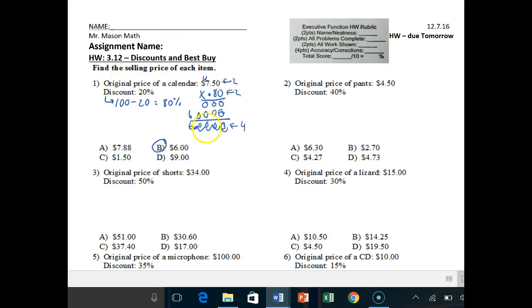You may use Google Calculator to check your work tonight, but I must see this work for every problem. Let me say that again. You may use Google Calculator just to do 7.5 times 0.80 and see what you get, but then I must see this work here to check your answer.